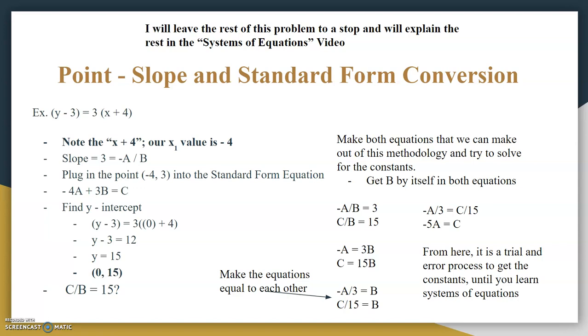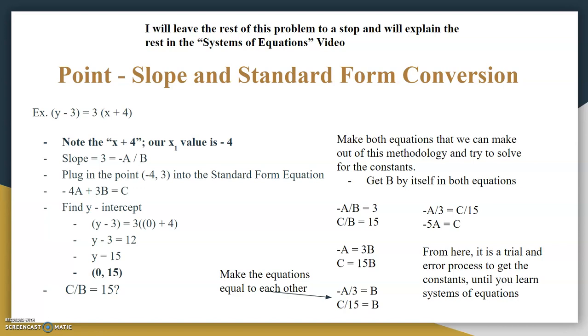Now let's find the y-intercept. y minus 3 is equal to 3 times (0 plus 4), as we substituted 0 for x. y minus 3 is equal to 12. This is what this equation leaves us with. Therefore, y is equal to 15, and leads us to the point that our y-intercept is (0, 15).